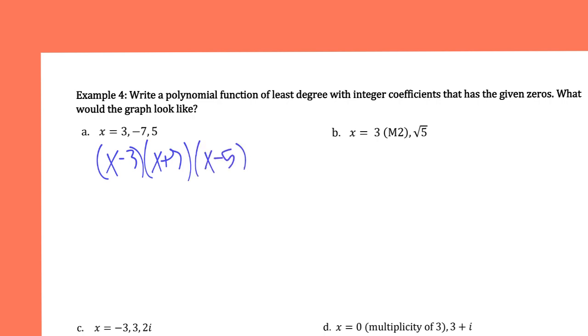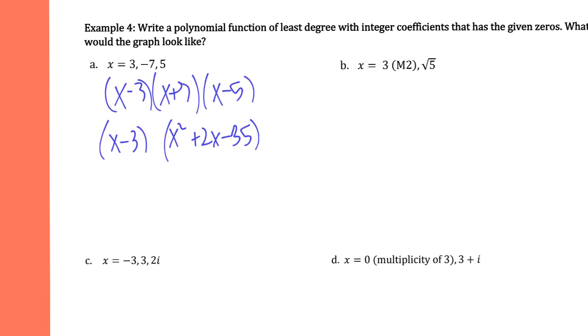Okay, FOIL any two together. If you get x squared, I'm going to get negative 5x plus 7x, so that'd be plus 2x, and then minus 35. And I'm going to multiply that by x minus 3. I always like to save an easy one for me for later. I also like to have the binomial first. It's your choice as to how you do it.